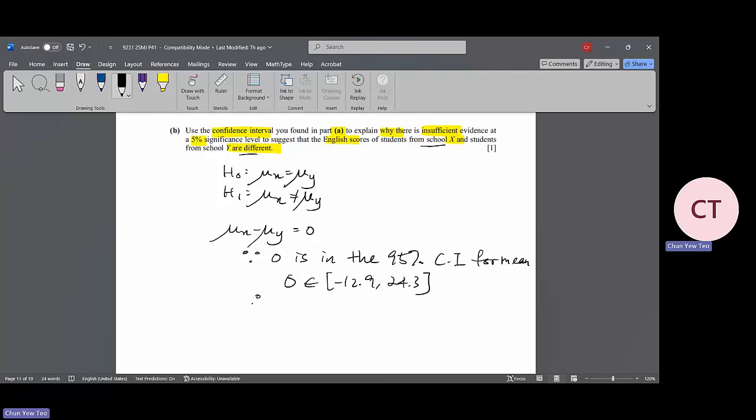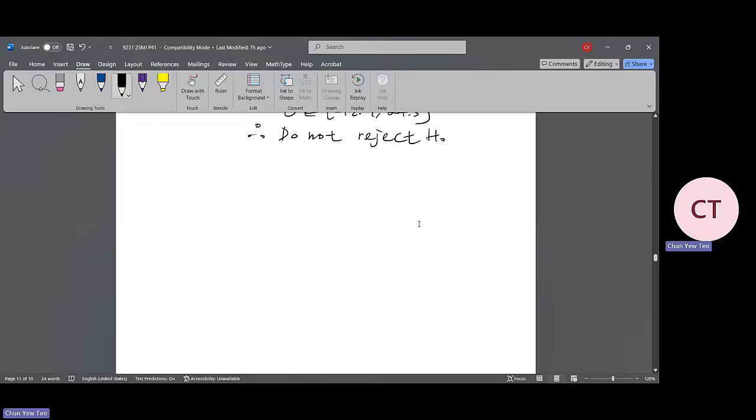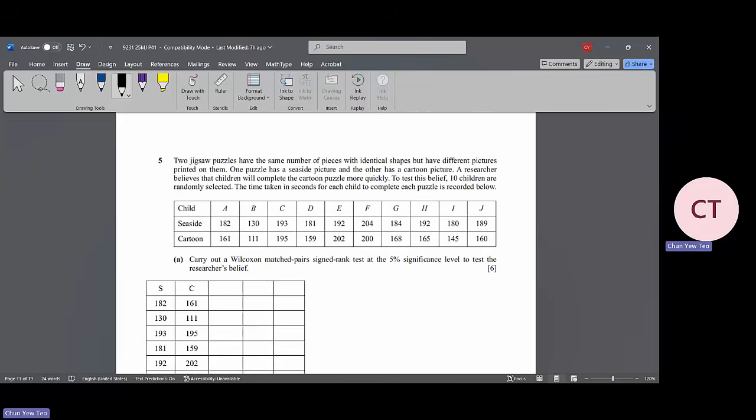So therefore you do not reject H0. There is insufficient evidence at the 5% significance level to suggest that the English scores of students from school X and students from school Y are different. Okay, so done. These are the explanations. It is 1 mark only, but I actually explained quite long, just for explanation purposes. So this is the answer for question number 4B. Then we want to move on to number 5.